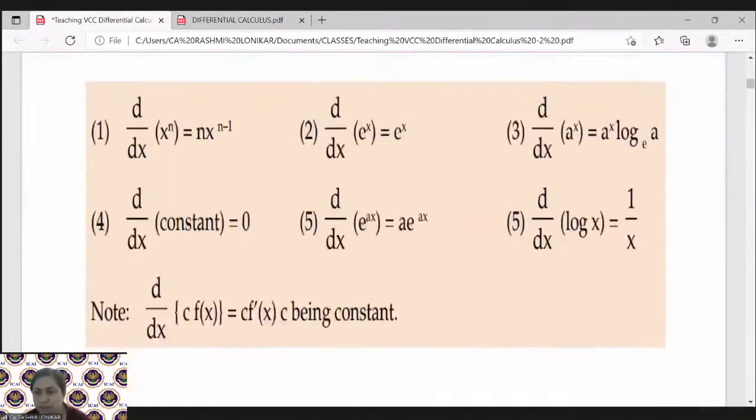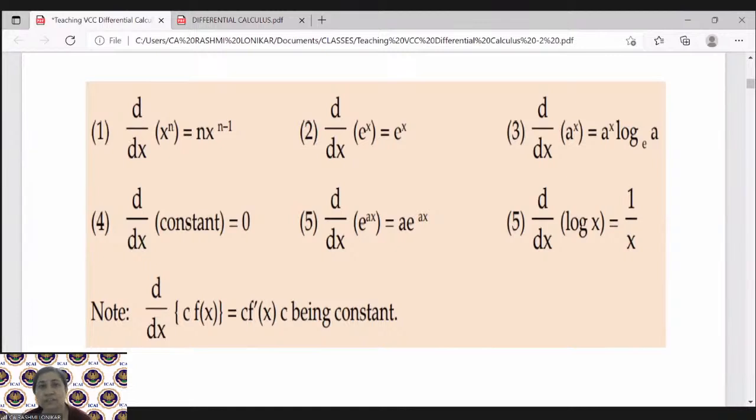Then we did all these formulas. If I want to find the derivative of x raised to n, it is equal to n x raised to n minus 1. e raised to x will be e raised to x. a raised to x will be a raised to x log a to the base e. Then the derivative of a constant is always 0.